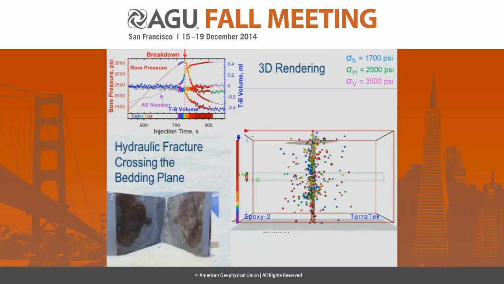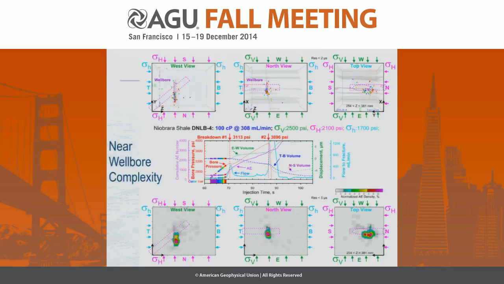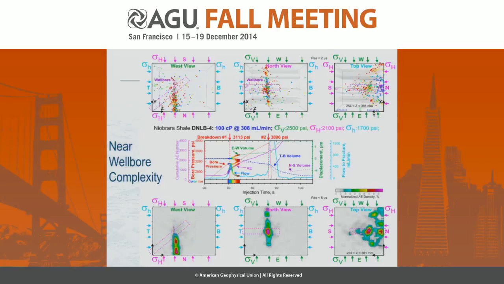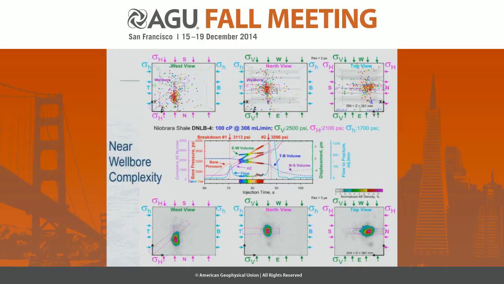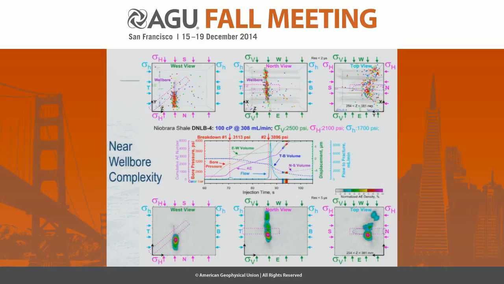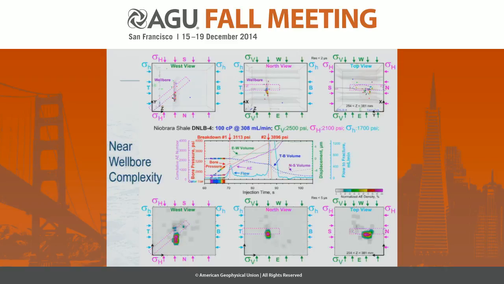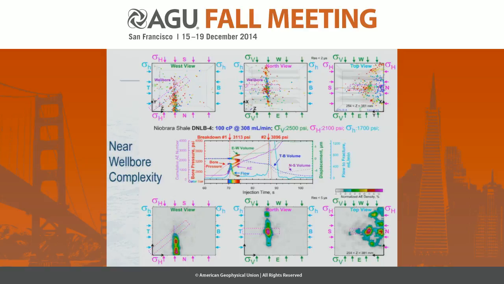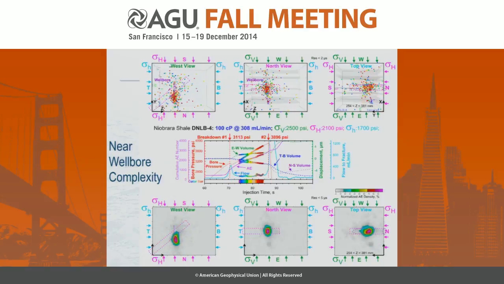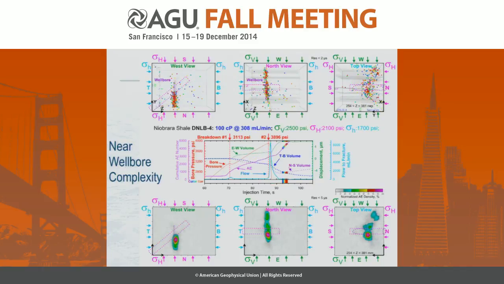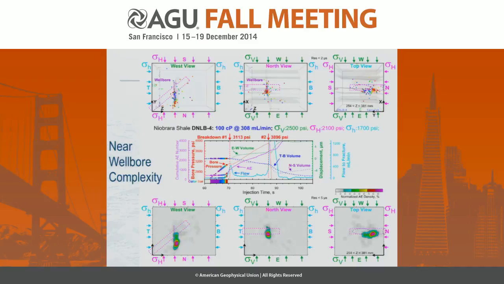At the very last part of my presentation, I would like to show you results on a large block of Niobrara shale. The size of the block was about 1 meter. On the upper part of the plot, I demonstrate three orthogonal projections of acoustic emission events. In this case, the wellbore was misaligned with the direction of principal stresses. We deliberately drilled the wellbore with a 40-degree misalignment, but the perforation slots were aligned with the intermediate stress.